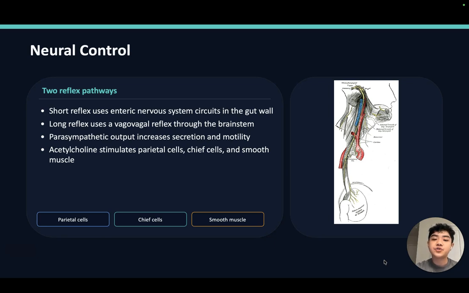And the effects match what we want during the gastric phase. The neural signals increase acid secretion from parietal cells, increase pepsinogen release from chief cells, and increase gastric mixing and motility. So the message of this slide is that the nervous system is acting like a coordination network. It takes sensory input from the stomach and turns it into organized output across glands and muscles.